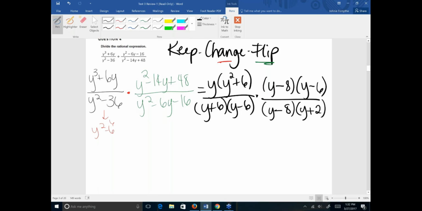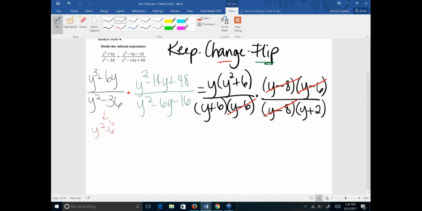And so now I've factored everything, and so now it's time to cancel out any common factors at the numerator and the denominator. So let's see, I've got y minus 8 cancels out, and I have y minus 6, and y minus 6 cancels out. And that actually is all the canceling I can do.